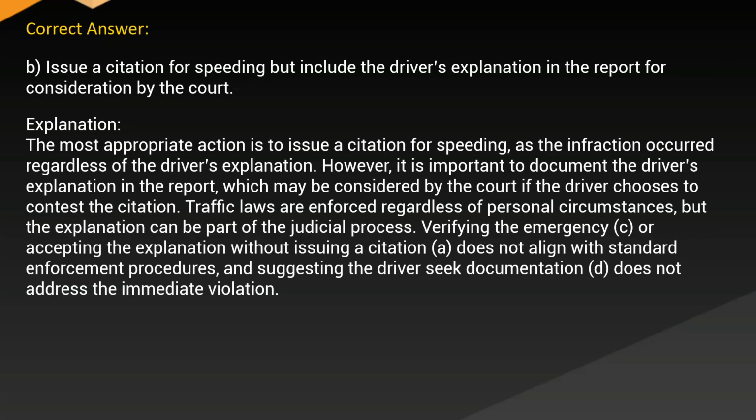Correct answer: B. Issue a citation for speeding but include the driver's explanation in the report for consideration by the court. Explanation: The most appropriate action is to issue a citation for speeding, as the infraction occurred regardless of the driver's explanation. However, it is important to document the driver's explanation in the report, which may be considered by the court if the driver chooses to contest the citation.